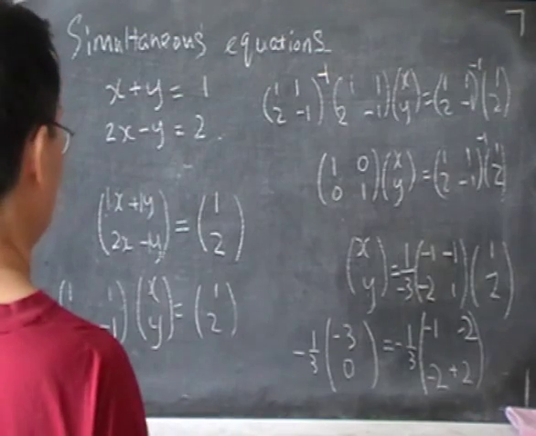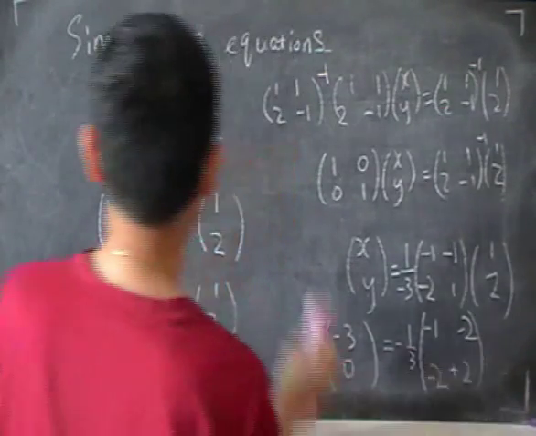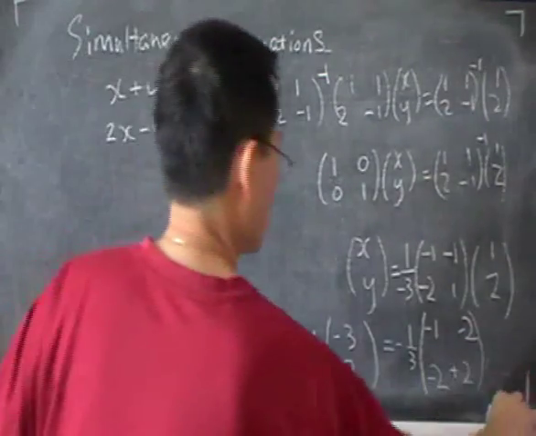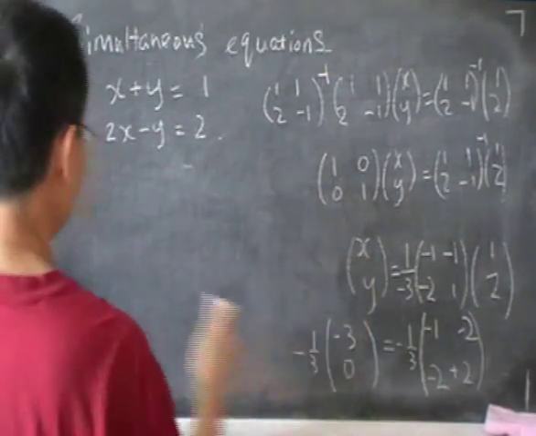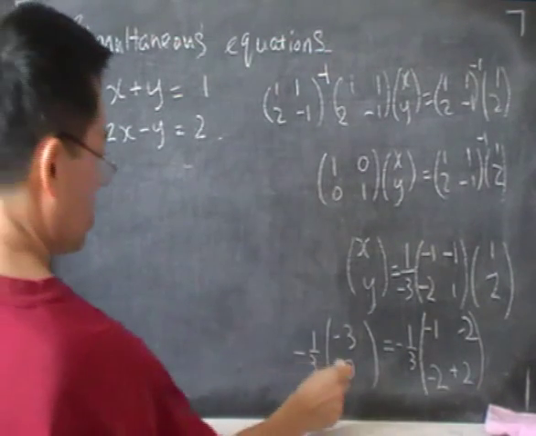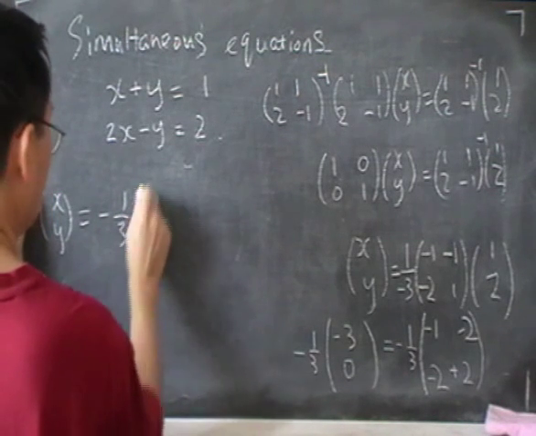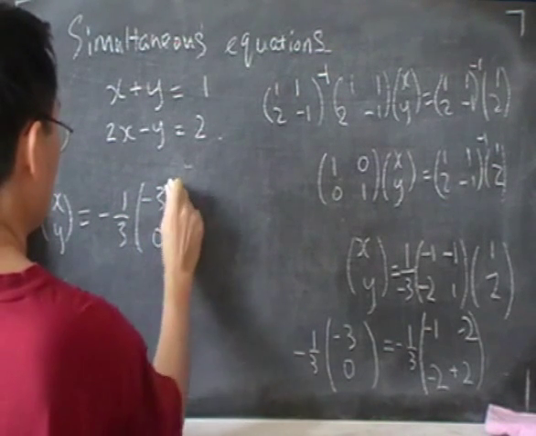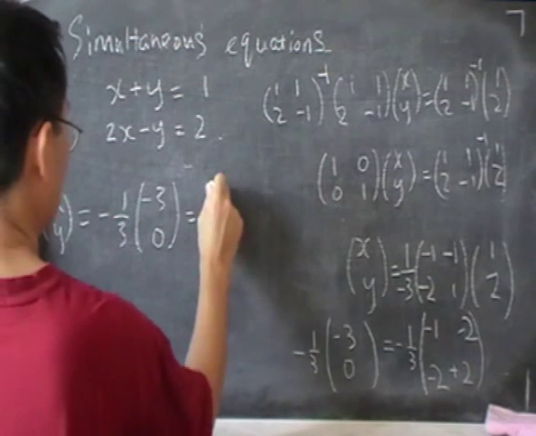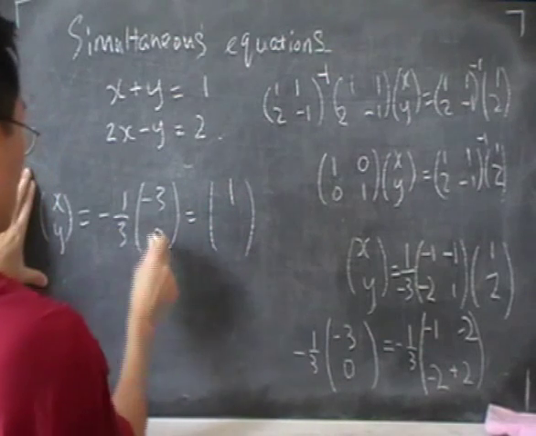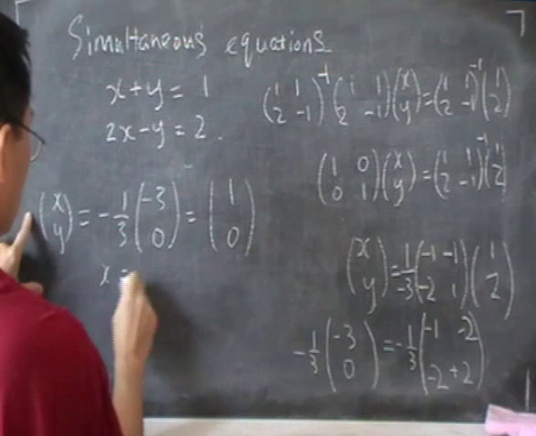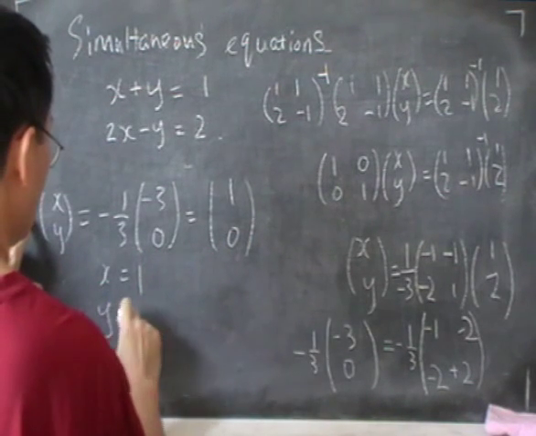So let me write out the answer somewhere, to clean this out. Let me copy out this equation here again. x, y is equal to that, which is minus 1/3 times minus 3, 0. And I do minus 1/3 times minus 3, which is 1, minus 1/3 times 0, which is 0. So this means that x is equal to 1, and y is equal to 0.